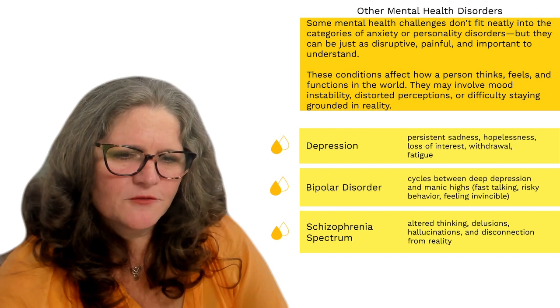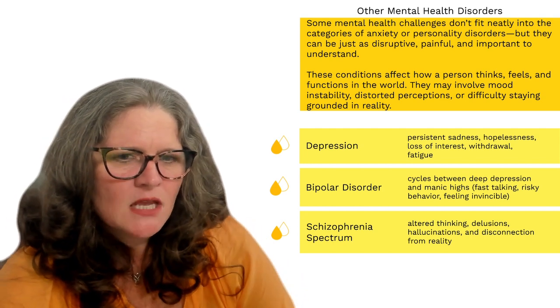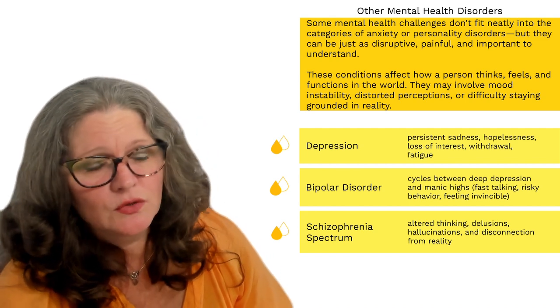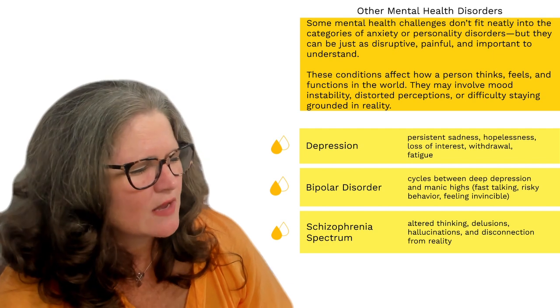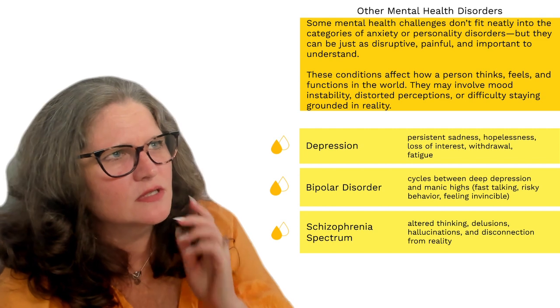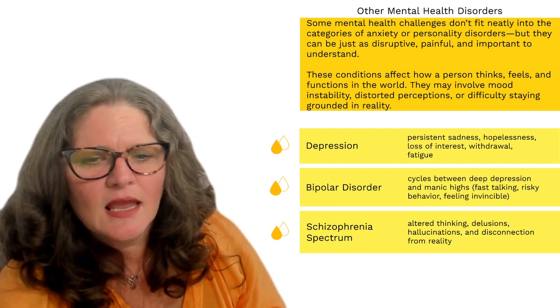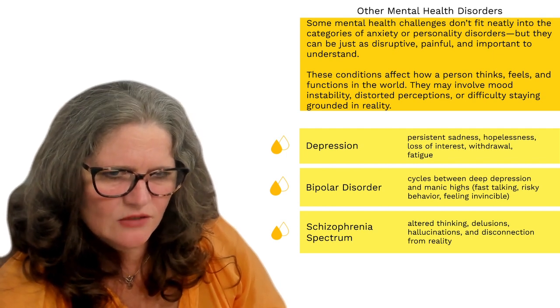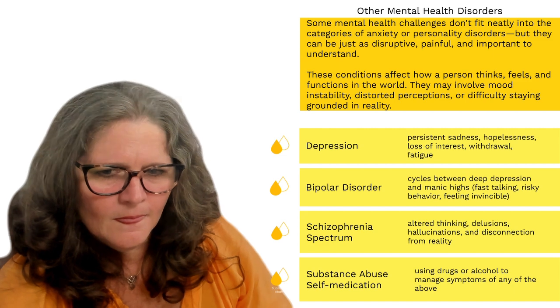And then schizophrenia. Schizophrenia is characterized by altered thinking, delusions, sometimes hallucinations. If you ever saw A Beautiful Mind with Russell Crowe, well, I think all my movie references are old, he had schizophrenia and this disconnection from reality.